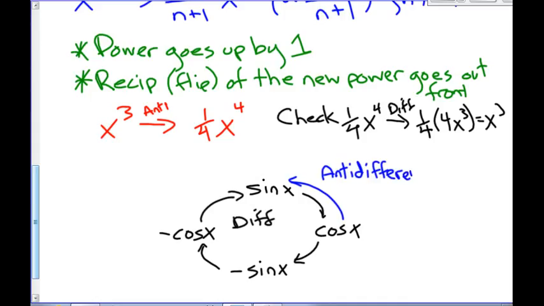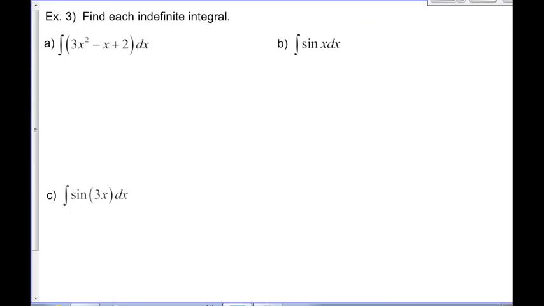So rather than having to remember any rules, anti-differentiate, there we go. We just have to go counterclockwise in this circle. So cos x anti-differentiates to sine x. And obviously, sine x differentiates to cos x. So we can just set up that wheel, and it should help us out. Every time that I integrate something, I'm going to check by differentiation. So let's find each indefinite integral.